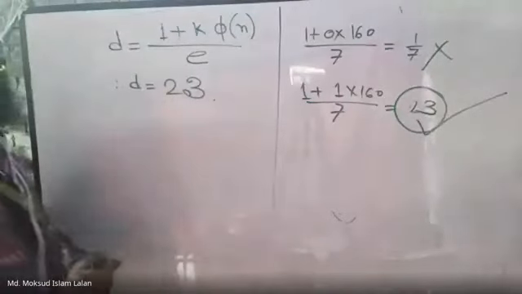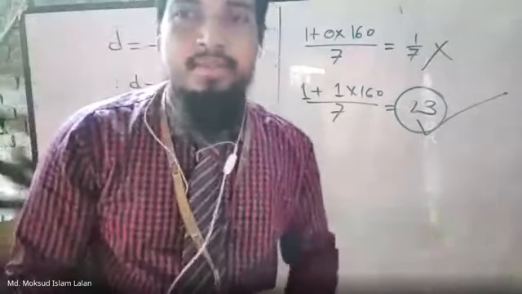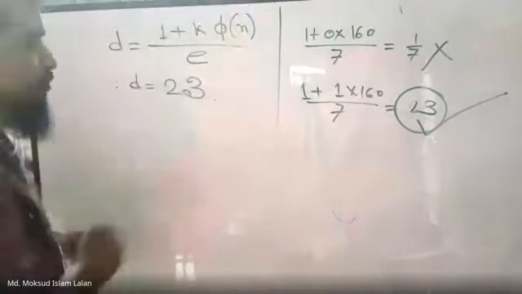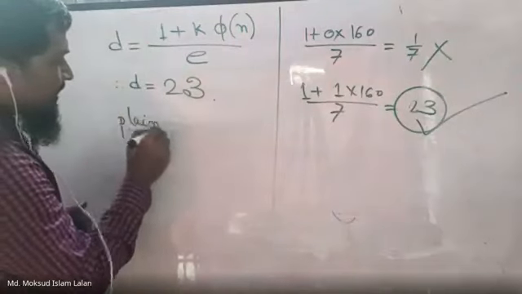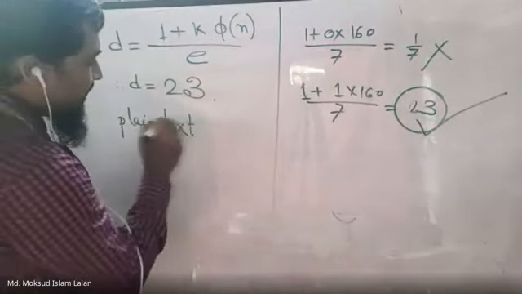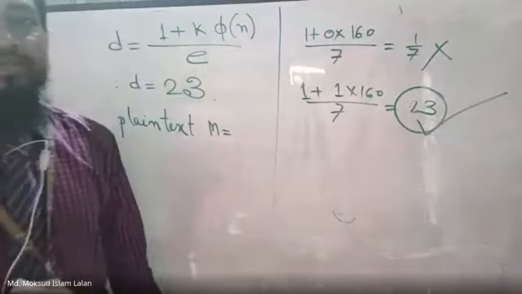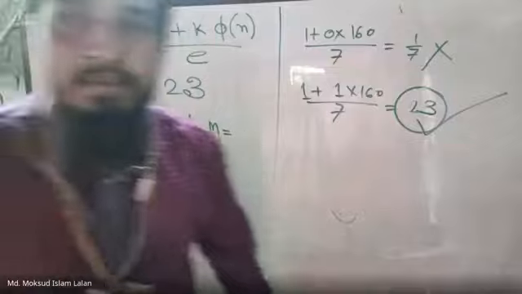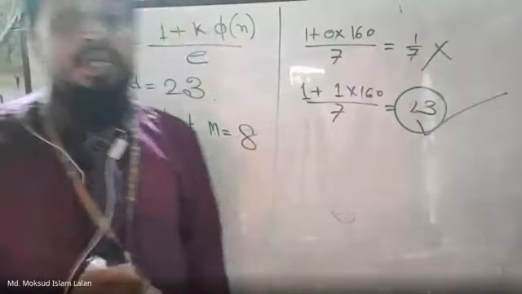What are we encrypting, dear students? I. We want to send I. So here the plain text is I. What will the plain text M equal? What value does I have in the Caesar cipher? 8, maybe, sir. Okay, 8. Dear students, that depends on you.